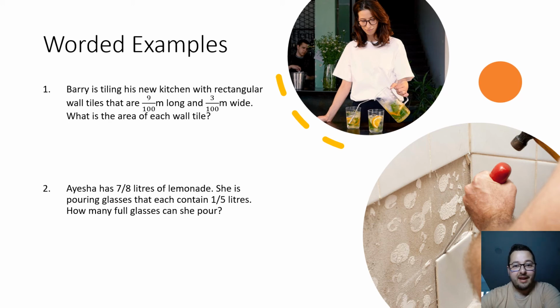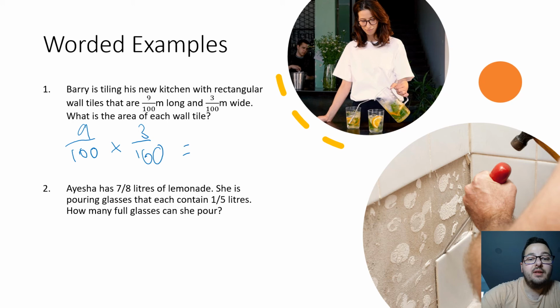Well, to find the area of a rectangle, you just times the length by the width. So we need to do 9 over 100 times 3 over 100. So we just do what we've been doing, times the top two together. 9 times 3 is 27, and 100 times 100 is 10,000. Okay, and that's the answer. But we want to use our units, so it's area, so it's going to be meters squared.